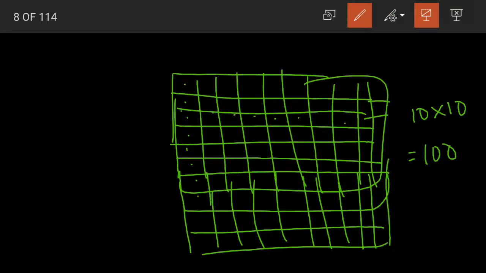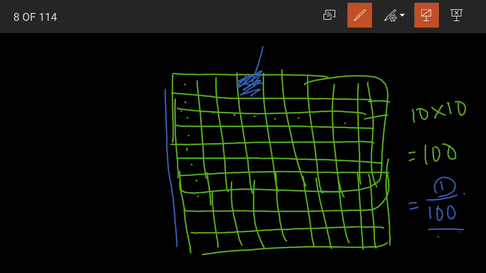Now what happens if I shade only one square from this? What will this figure represent? It represents the fraction 1 by 100. Here why is 1 the numerator? Because only one square is shaded, and 100 is the denominator because the total number of squares is 100.